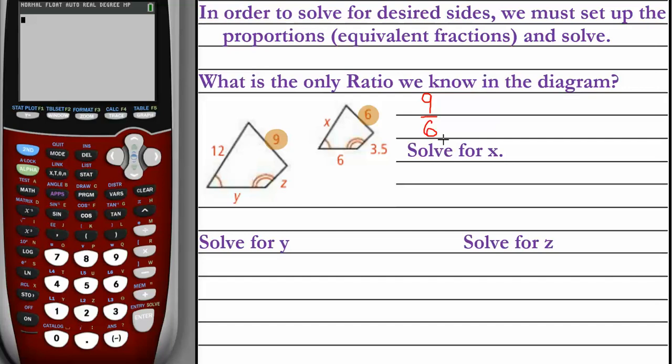Now, if you wanted to simplify that, you could, but we just don't need to at this point. So we're just going to set up proportions or equivalent fractions, and we're going to solve for our different sides. So solving for x, we have 9/6 equals. Now that x is in the same figure as the 6, so they go in the same part of the fraction, or the denominator in this case, as each other. And then we're also going to find out what's in the same place as the x. The corresponding side in the other figure is 12.